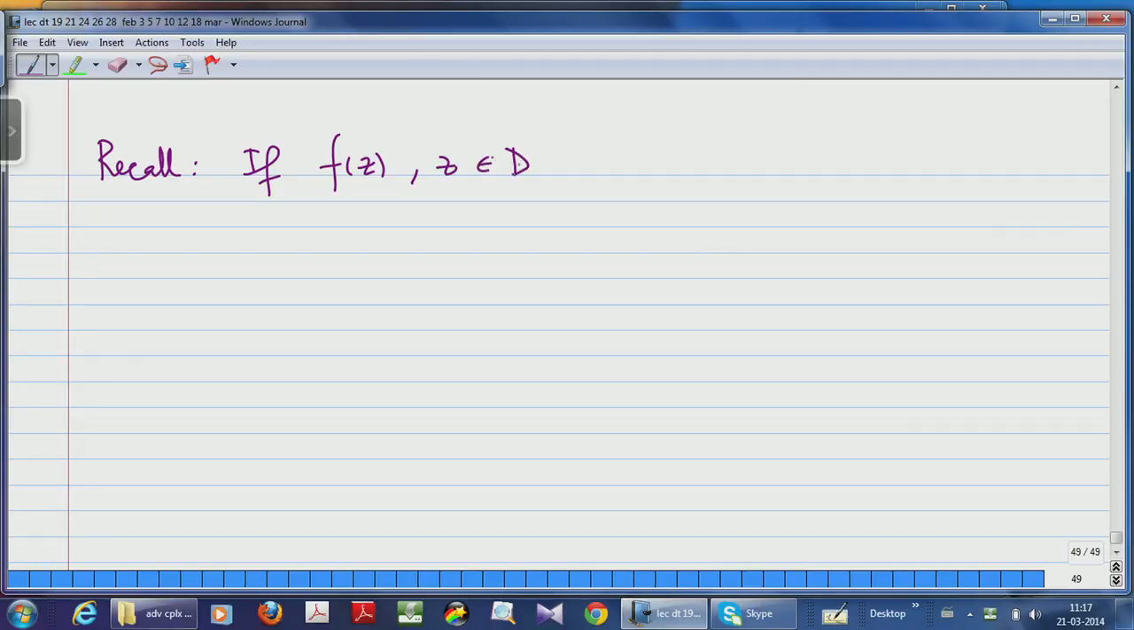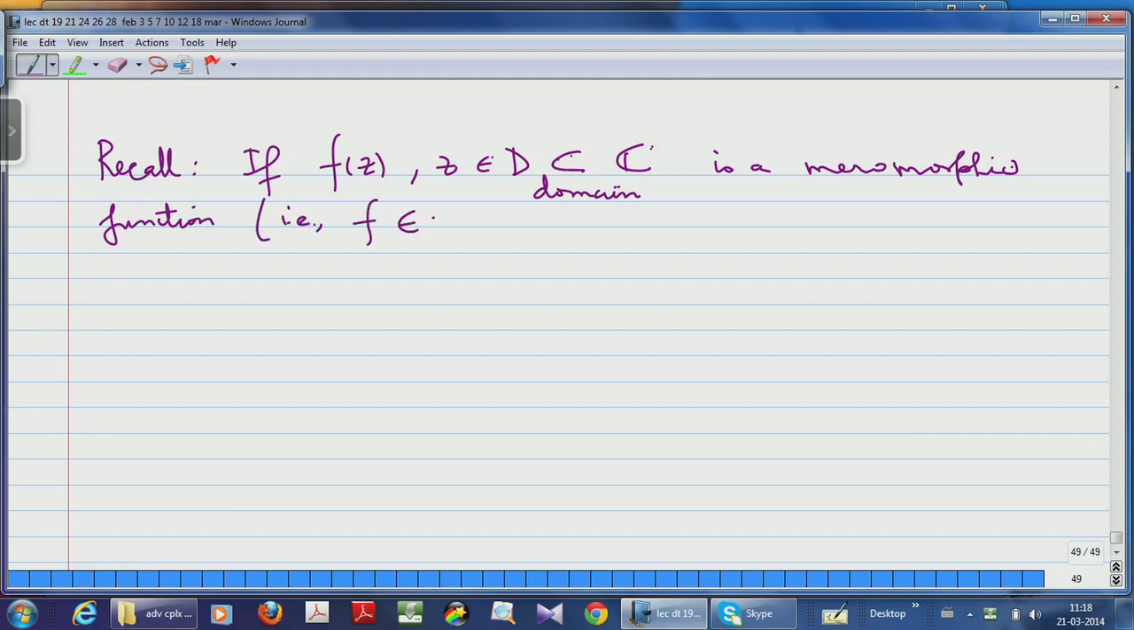If f of z, with z varying over a domain D in C, is a meromorphic function, that is, f belongs to M of D, and mind you, the set of meromorphic functions on D is now considered as a subset of continuous maps from D to the extended complex plane, which is C union infinity. The script C denotes continuous maps, and the point is that you make the meromorphic function continuous even at the poles by defining the function value at the pole to be infinity.